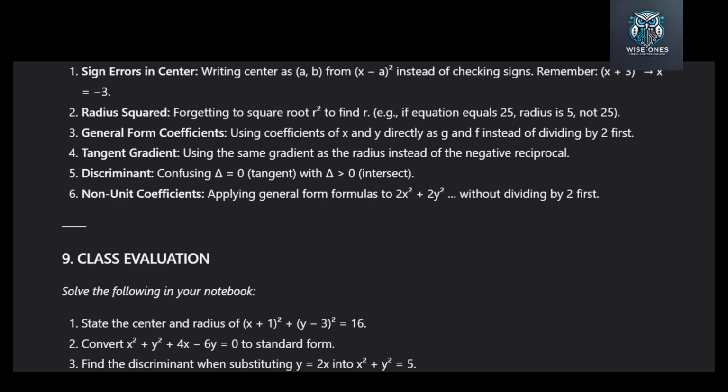Mistake number 3, general form coefficients. Using coefficients of x and y directly as g and f instead of dividing by 2 first. Remember, the form is 2gx, so you must divide the x coefficient by 2 to get g.